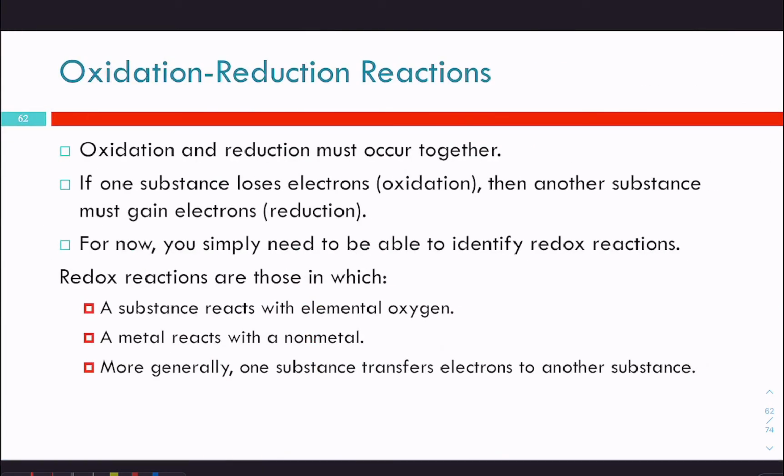So oxidation and reduction must occur together. If something loses electrons, those electrons have to go somewhere. So the substance losing them, oxidation is loss, losing electrons, then another substance must be reduced, or undergo reduction. This is a gain of electrons. For now, you just have to identify redox reactions. We're going to go over them on Thursday.